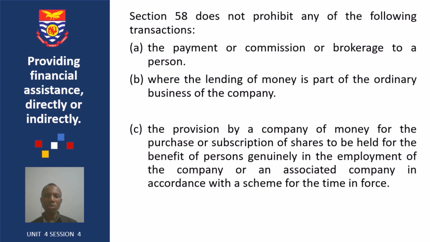The next point that you want to consider is the provision by a company of money for purchase or subscription of shares to be held for the benefit of persons genuinely in employment of the company or associated company in accordance with a scheme for the time in force. Now, this is what we mean. When there is a scheme arrangement that allows the company to give money to employees or even directors, then the law allows the company to do so.